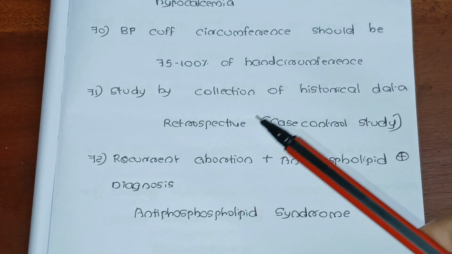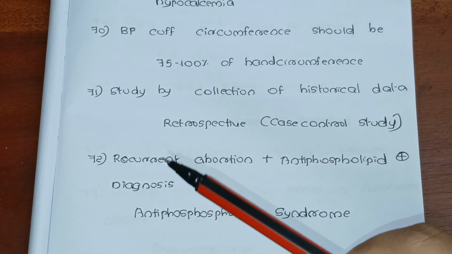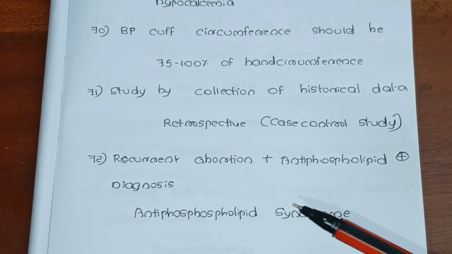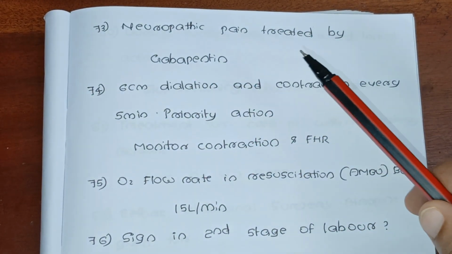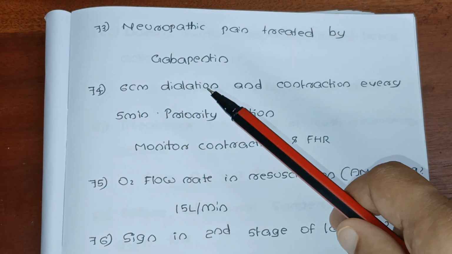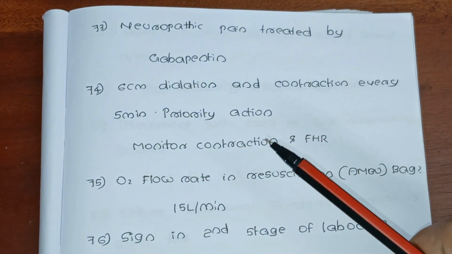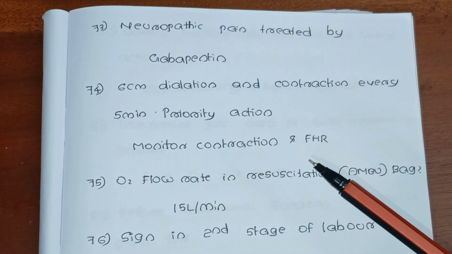71. Study by collection of historical data is a retrospective case control study. 72. Recurrent abortion plus antiphospholipid positive: the diagnosis is antiphospholipid syndrome. In antiphospholipid syndrome, there will be recurrent abortion. 73. Neuropathic pain is treated by gabapentin. 74. 6 cm dilation and contractions every 5 minutes. In labor, the priority action is to monitor contractions and FHR.